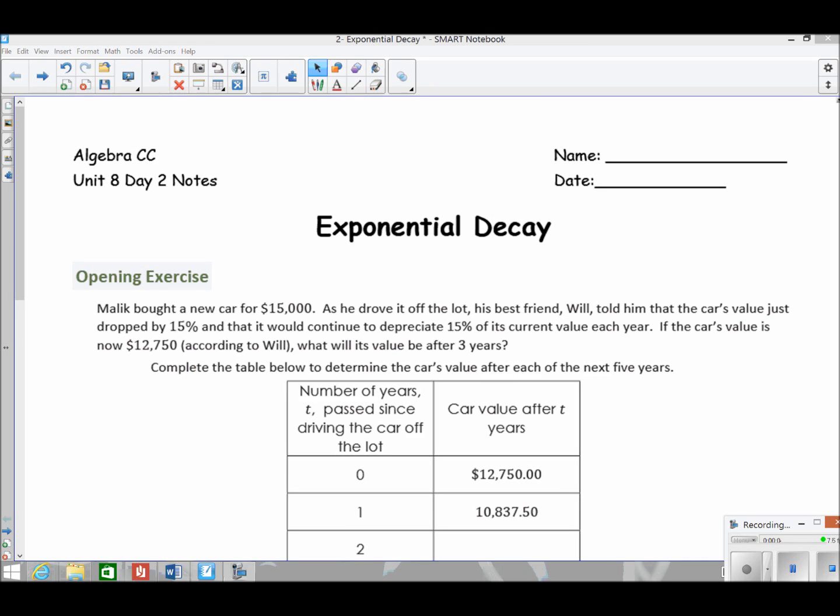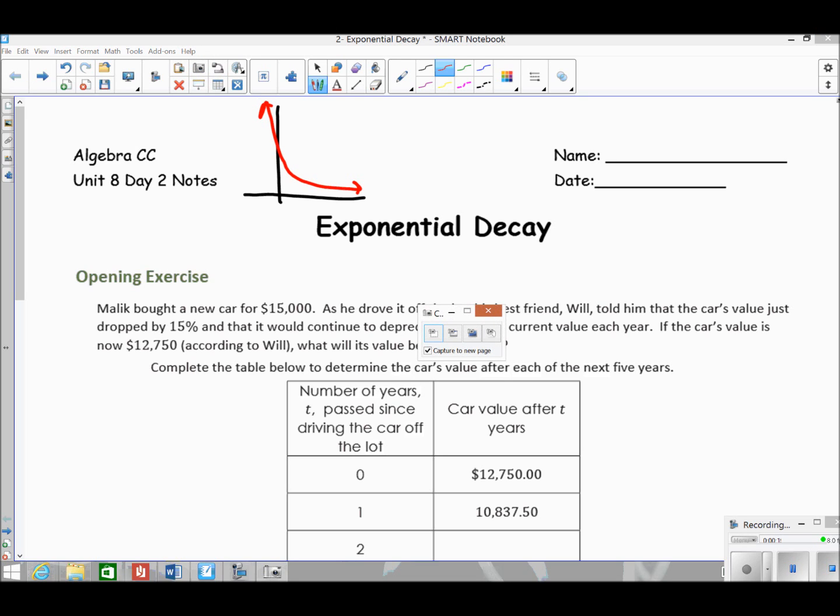In this lesson, we're going to talk about exponential decay. Exponential decay is a type of exponential function, but it's constantly decreasing. If you remember the graph of an exponential decay function, it would look something like this. It would always be decreasing, and it's kind of curved, decreasing by a certain factor or a certain percent. Today we're going to look at some word problems that use exponential decay.